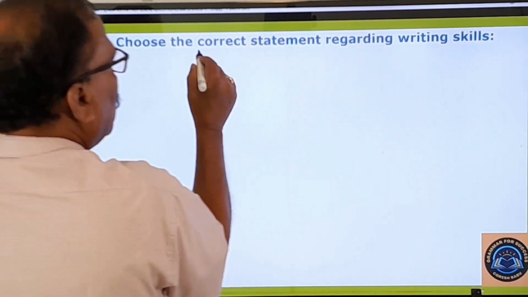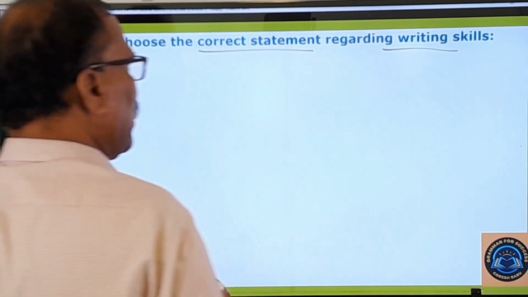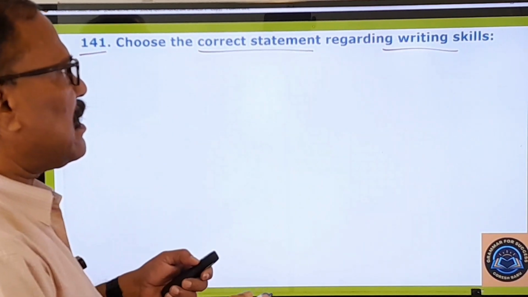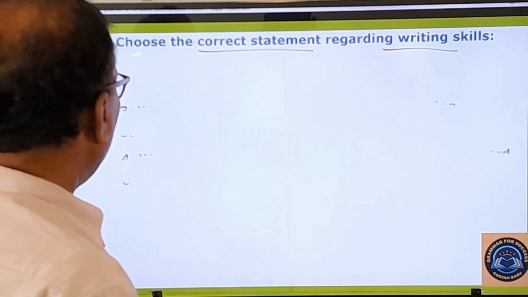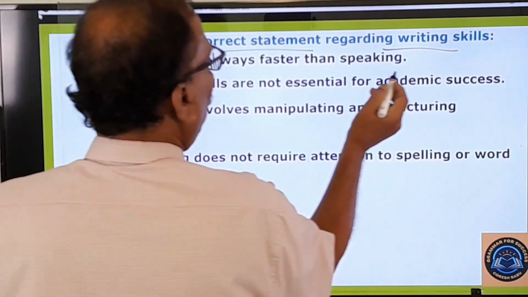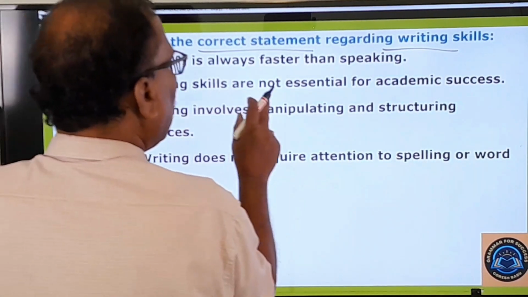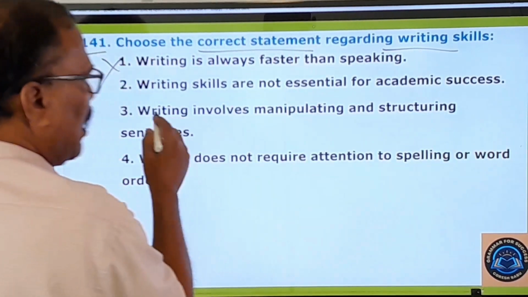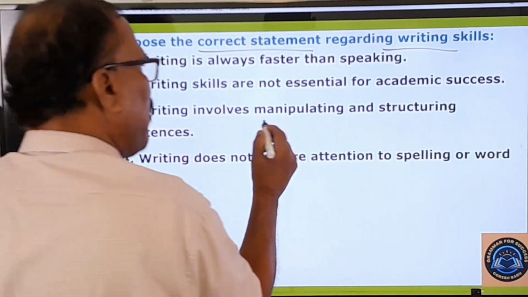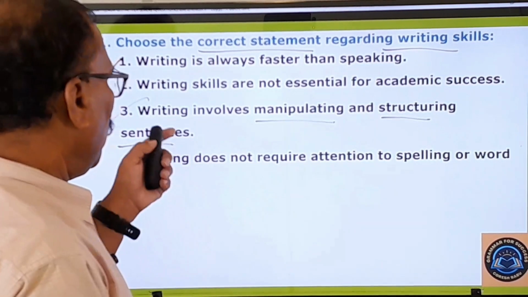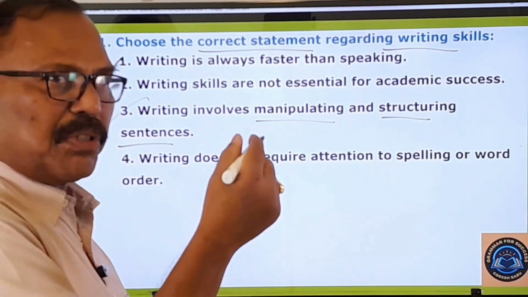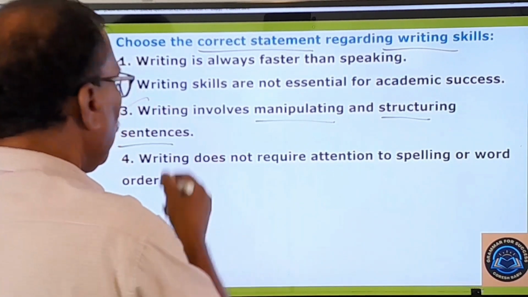141st question. Choose the correct statement regarding writing skills. About the writing skills, he has posed a question. What is the right statement? Let us look at the options given here. Writing is always faster than speaking. No. Writing skills are not essential for academic success. No. Writing involves manipulating and structuring of sentences. This is the right one. So if you want to write, you must manipulate. You must know how to write. And you must structure the sentences.